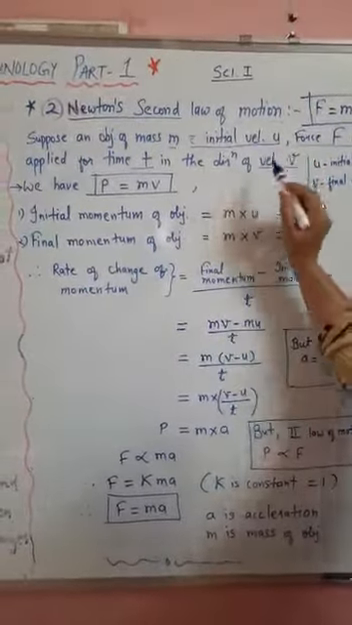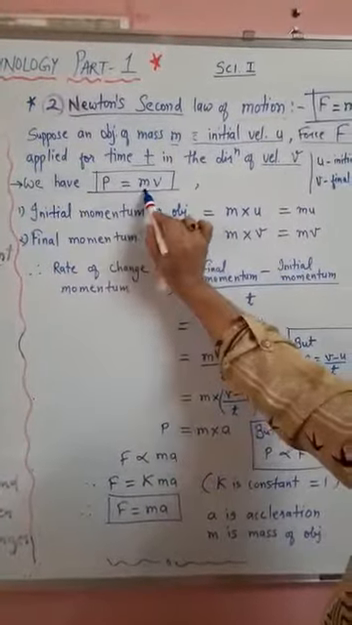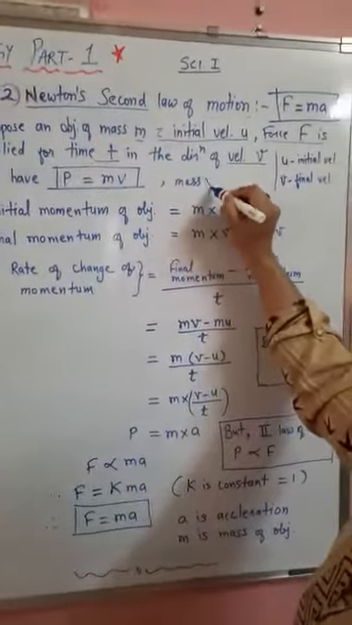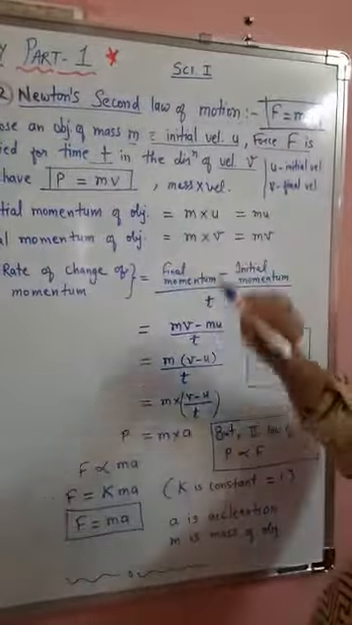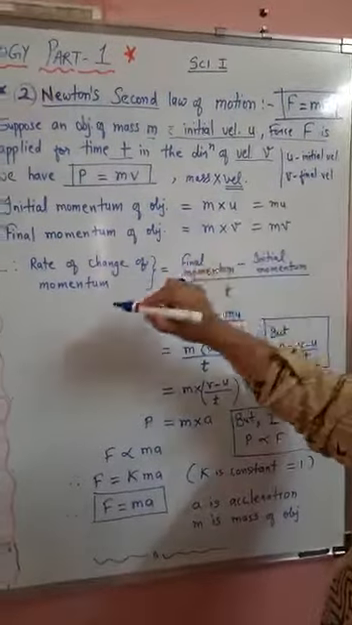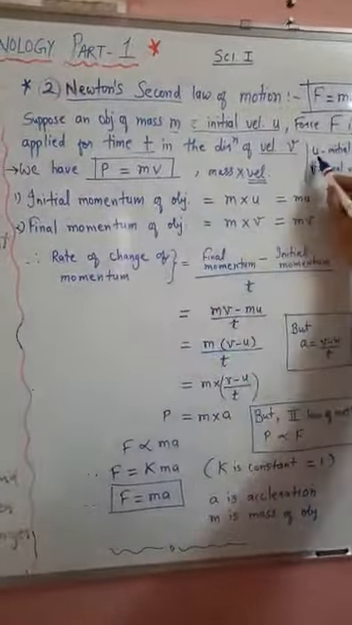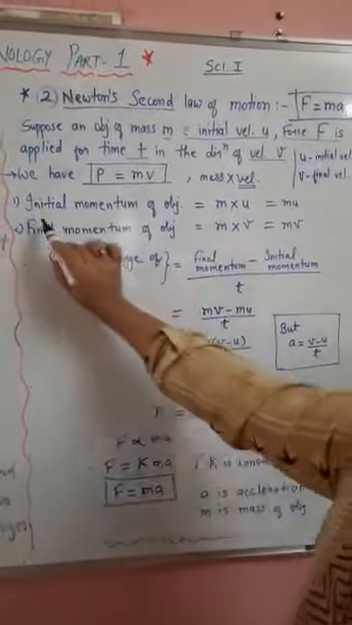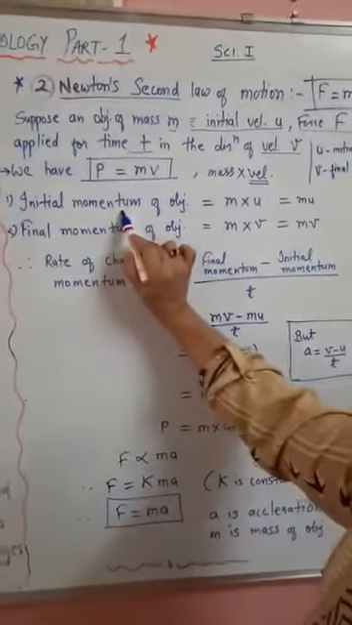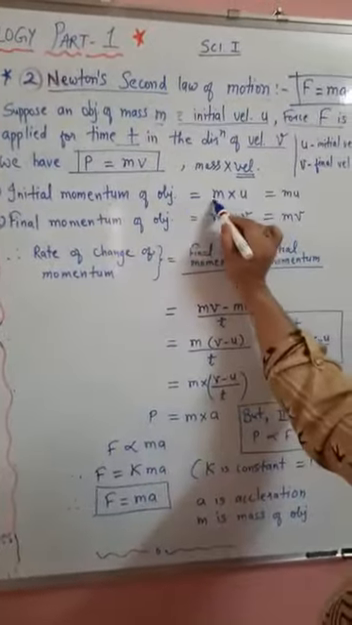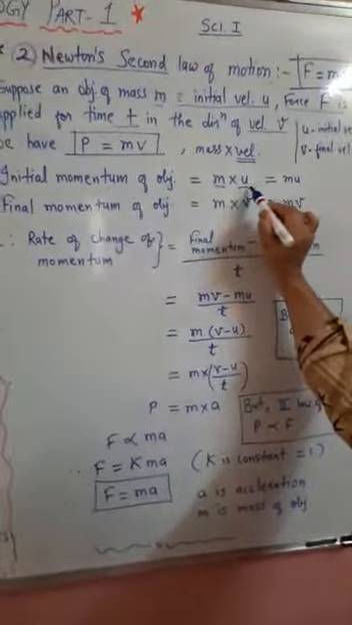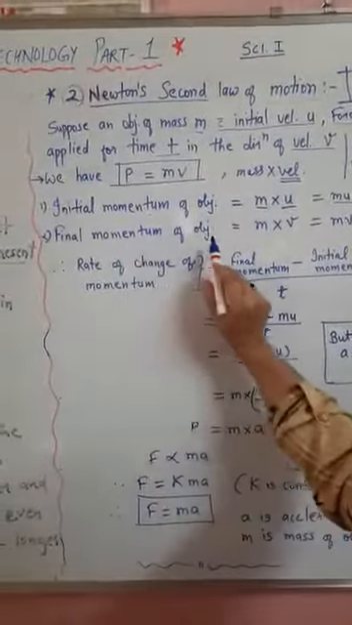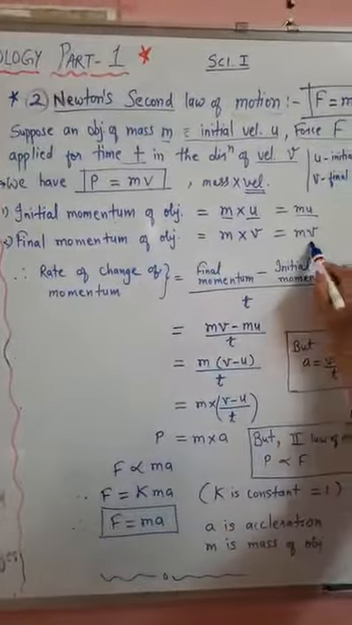In this case the momentum is given as mv, mass into velocity. But here there is an initial velocity and a final velocity. u is the initial velocity and v is the final velocity. So we first write the initial momentum, which is mass into initial velocity, that will be mu. Then the final momentum of the object will be mv.